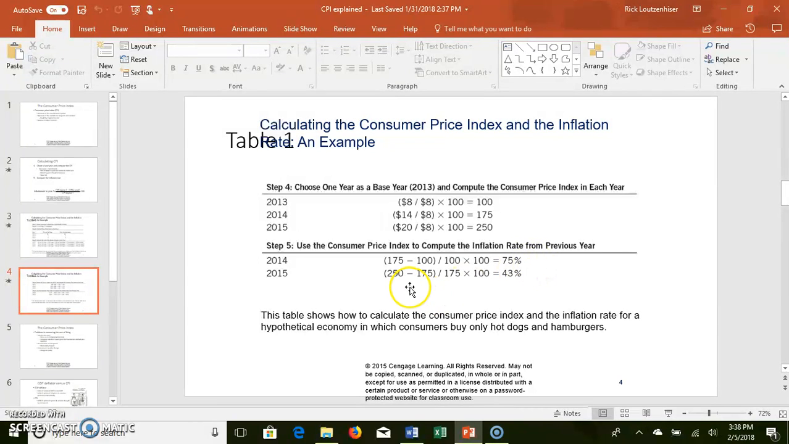Then in the next year, it's 250 right here, 250 minus the 175, which is this number here, divided by 175, times 100 equals 43%. So in 2015, the inflation rate was 43% from the previous year. And in 2014, it was 75% from the previous year. That's what that means. Okay?